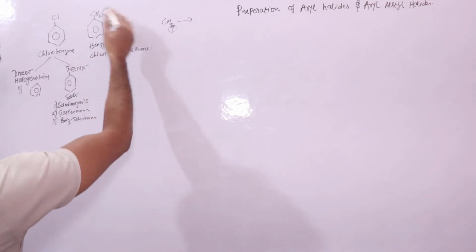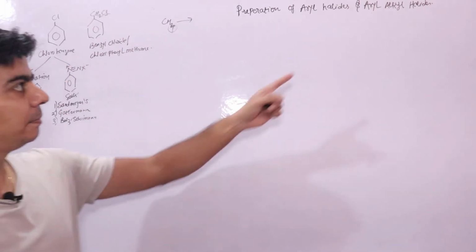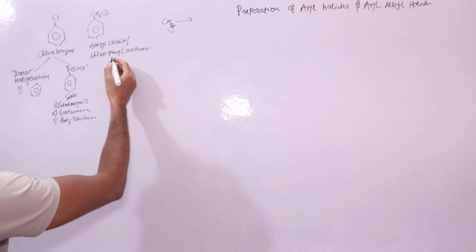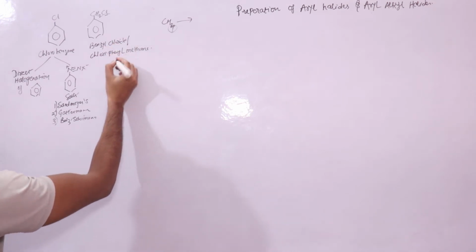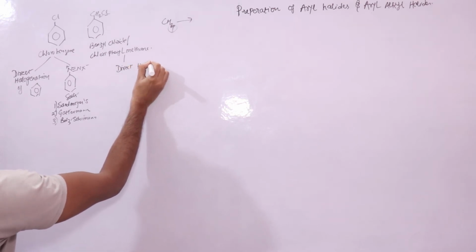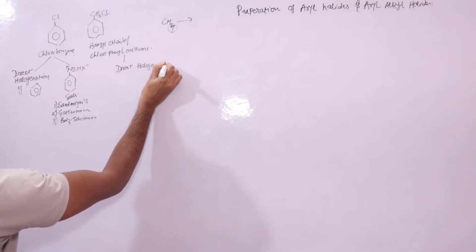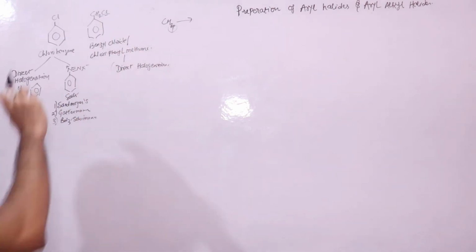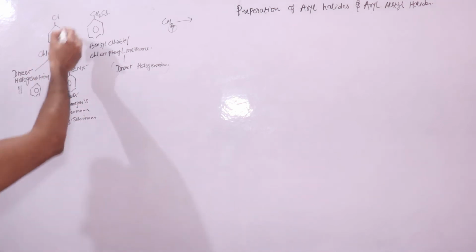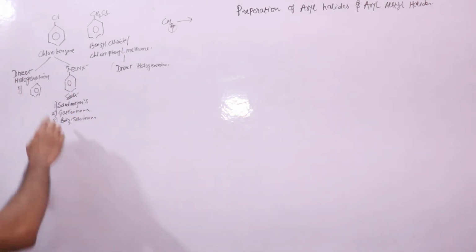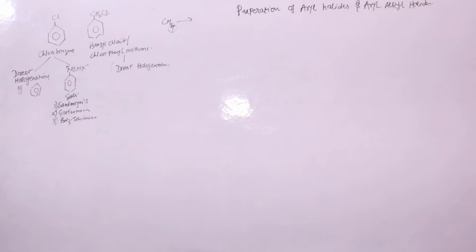And benzyl chloride, or these aryl alkyl halides, like I've written here, chlorophenyl methane, right? These are prepared by direct halogenation. We'll look into the difference between direct halogenation of side chain hydrocarbons and direct halogenation of these hydrocarbons. So let's first look into the preparation of your aryl halides by direct halogenation, right?